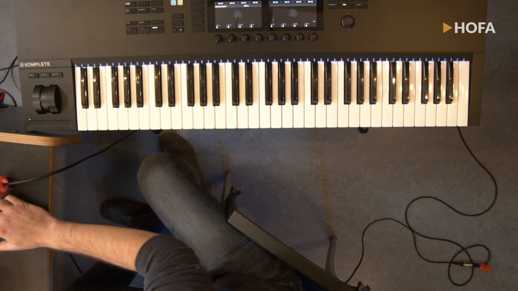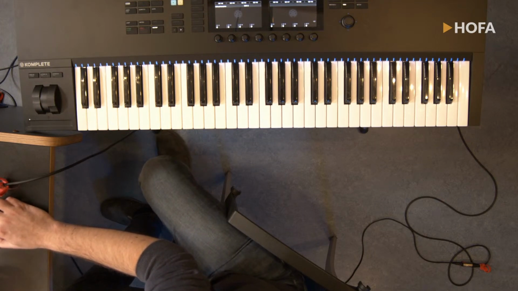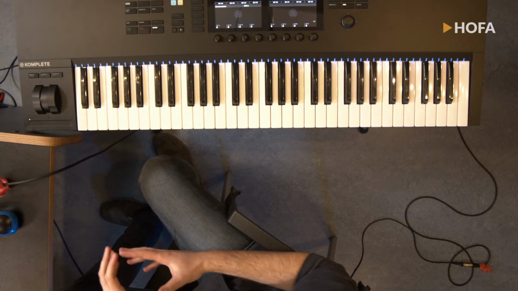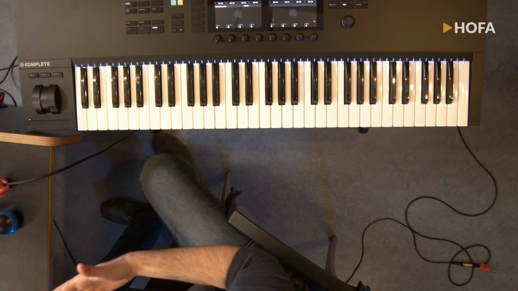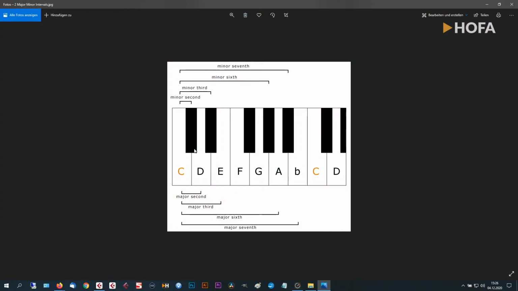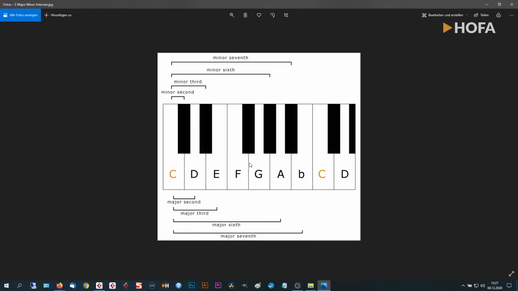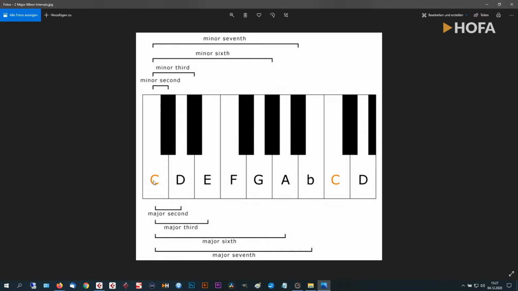This is because there are some other intervals going on, because some of them can be divided into major and minor intervals. So we can have the second as a major second, as well as a minor second. Same for the 3rd, same for the 6th, same for the 7th. To give you an example, as we can see here in this little graph, we have the C, and the major second would be step 1 and step 2.